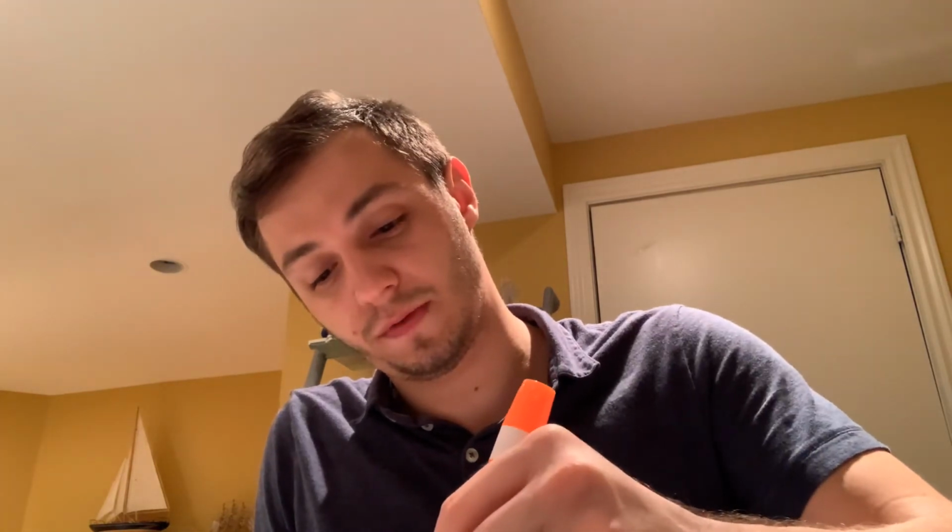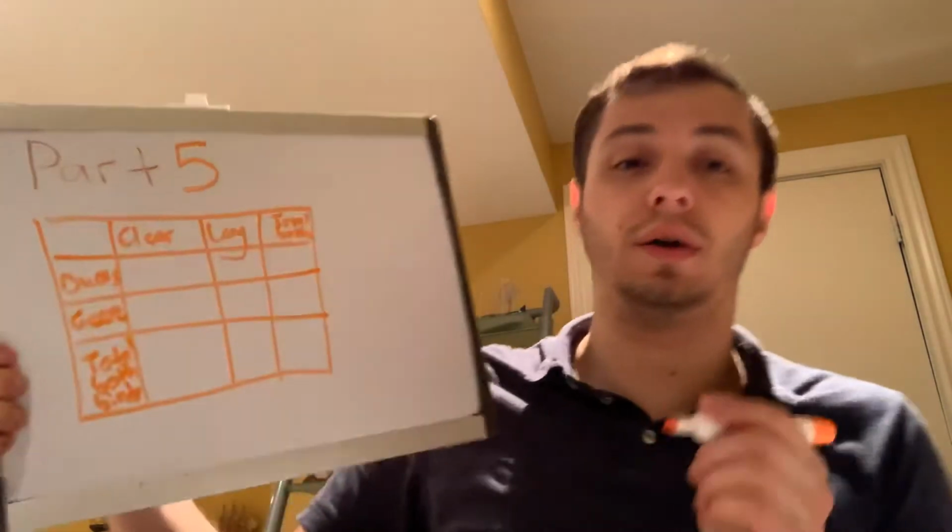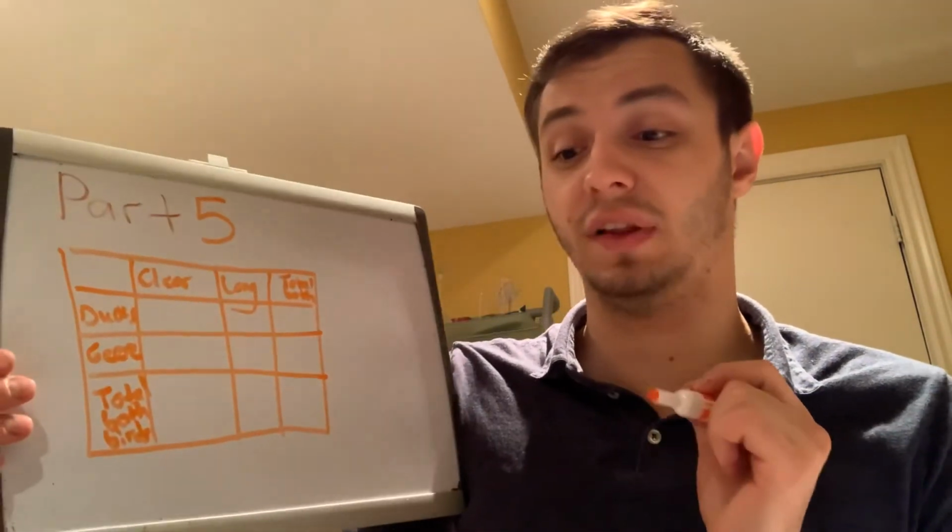So we're comparing how many ducks and geese were on Clear Lake and Long Lake. This will be clear, this will be long, and this will be total for both. Then we have ducks, then we have geese, and then we have the total for both birds. So this is our chart that you guys are going to have to fill in.